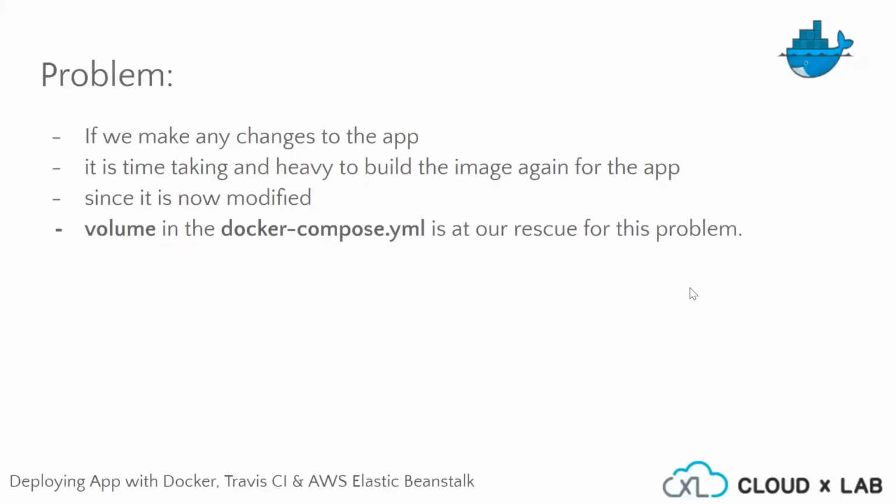But we have a problem here. Our static website is a simple application, but in reality, we generally work with bigger apps. If we make any changes to the app, it is time-consuming and heavy to build the image again and again every time we make changes. At such times, Docker Compose comes to our rescue for this problem.